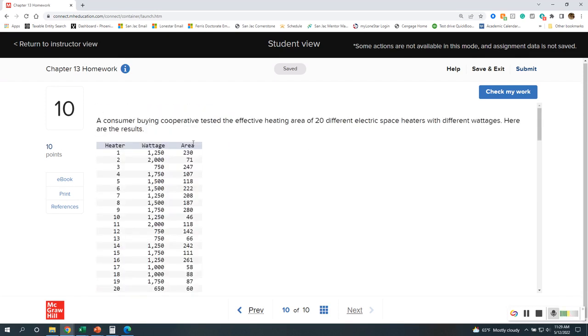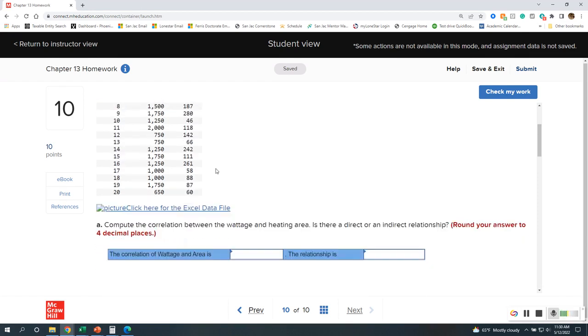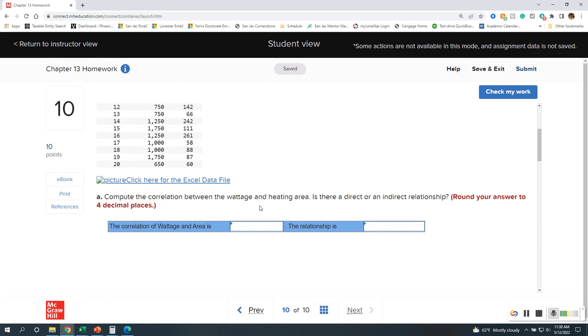Alright, question 10 in itself. A customer is buying cooperative testing... I don't know why I can't say that word all of a sudden. The effective heating area of 20 different electric space heaters with different wattages. Here are the results. Compute the correlation between the wattage and heating area. Is there a direct or indirect relationship?